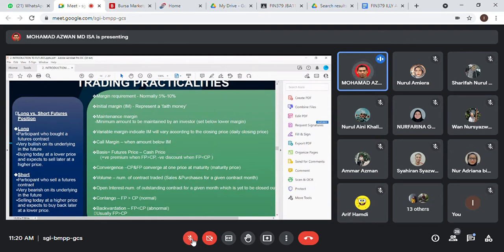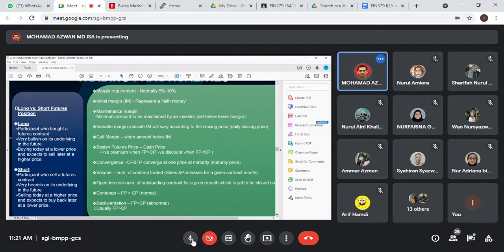Okay, if we have negative basis, okay, we call it the futures is trading at discount. At discount, where futures price is less than cash price. Faham tak? Faham sir. Okay. Lebih kurang lah dia punya term dia. Okay. That is basis. Tapi dalam futures kita ada term dia.